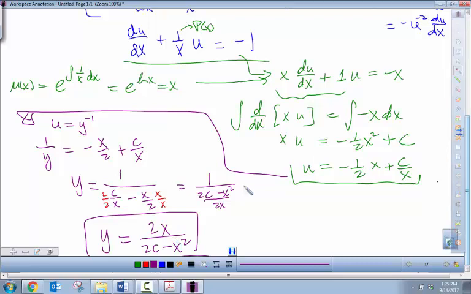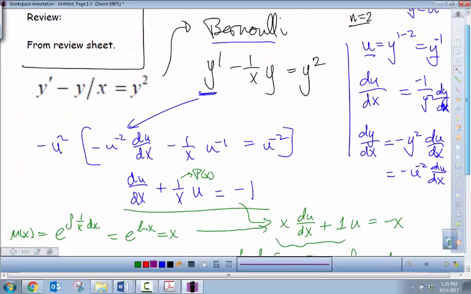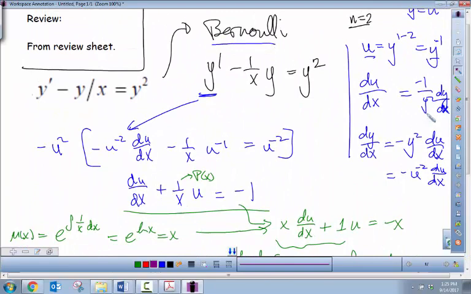So I think the solution in the practice test is this 1 over this thing or 1 over this thing. Okay? Yes? I just have one question on the top. When it was negative 1 over y dy dx, how do you get the negative y squared? Oh, yeah, this is 1 over y squared.